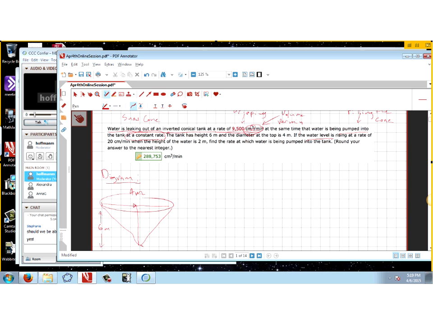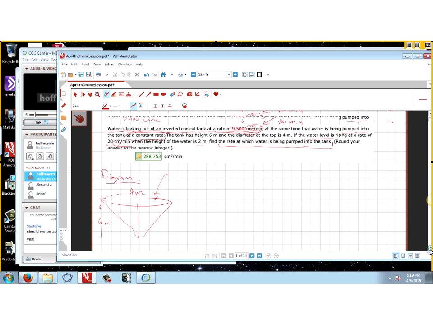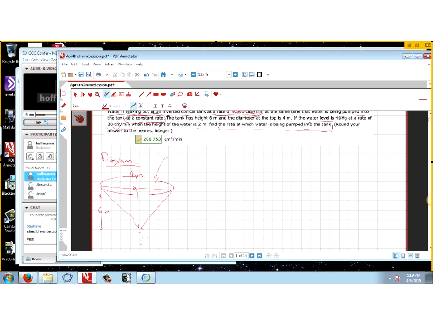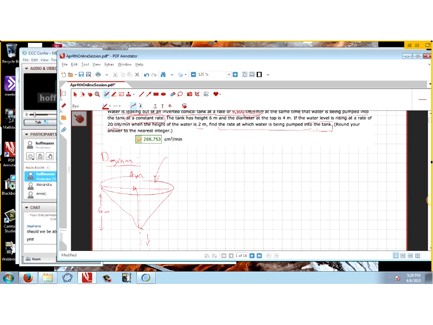So if the water level is rising at a rate of 20 centimeters per minute, notice this is water level, that's distance, linear centimeters. When the height of the water is 2 centimeters, find the rate at which water is being pumped into the tank. So we've got stuff going in, we've got drips coming out, and what we're looking at is the rate at which the volume is being pumped into the tank.